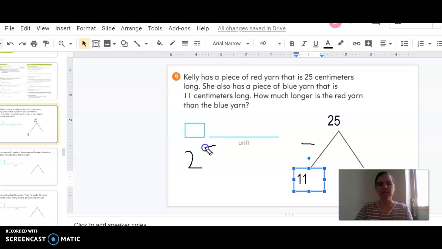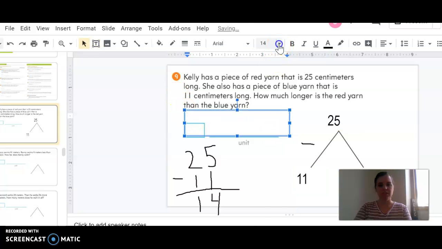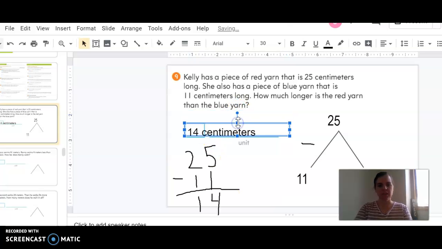So on the side, 25 minus 11 equals. If I have 5, can I take away 1? Yep, what is it? 4. If I have 2, can I take away 1? Yep, what is it? 1. So what's my answer? Yep, 14 centimeters. 14 centimeters is my answer.